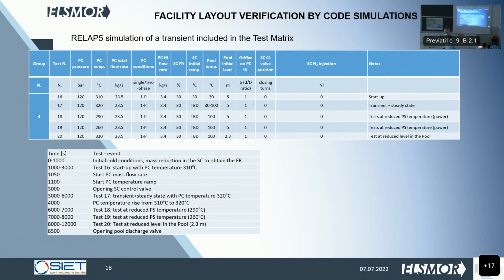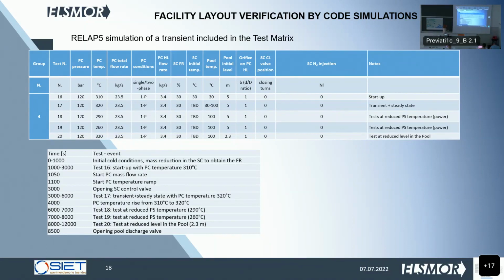that has a specified primary circuit pressure, a primary circuit temperature, so the initial temperature, then a temperature increase, then a temperature decrease, decrease more, and increase back. So we have specified the primary side flow rate. We have the conditions of the primary side, so single phase. We have the flow rate of the secondary side.